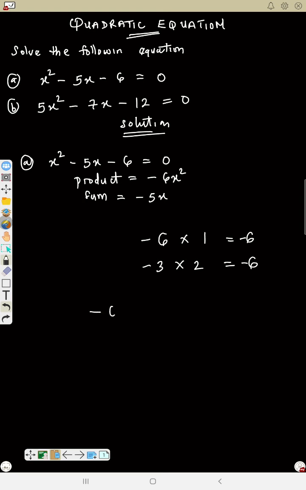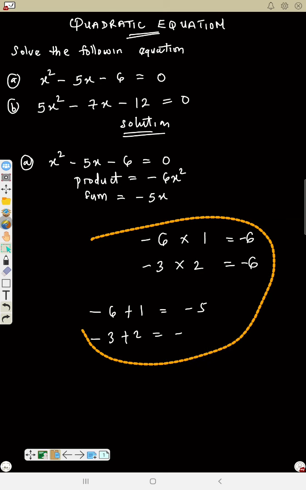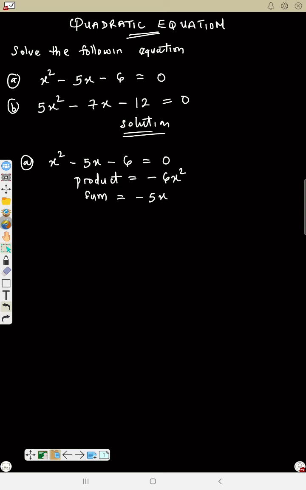But if we add minus 6 plus 1, it gives us minus 5. That's why we are putting minus here. Again, minus 3 plus 2 will give us minus 1. But now, which one are we going to use? Our sum is minus 5, so we are going to use this one, minus 6 plus 1. So that means our two numbers are minus 6 plus 1.